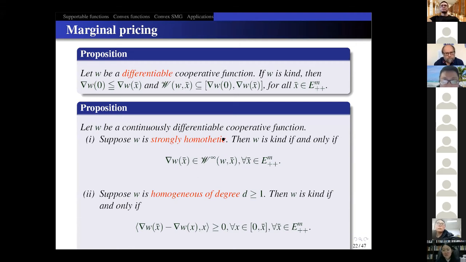Homothetic means that it is a monotonic transformation of a homogeneous function, and by strongly homothetic, we require that it is an affine transformation of a homogeneous function. And also, if W is homogeneous of degree d and d is greater than or equal to 1, then we have this first order condition. And this condition is much easier to check.